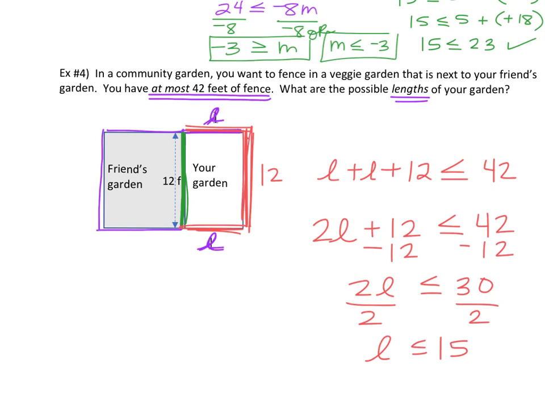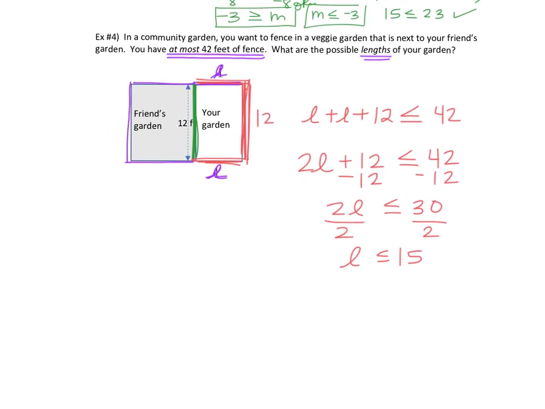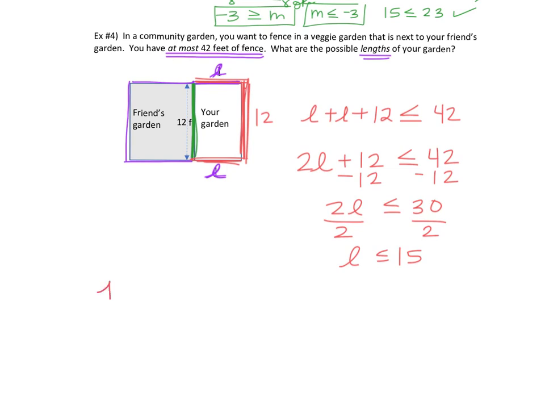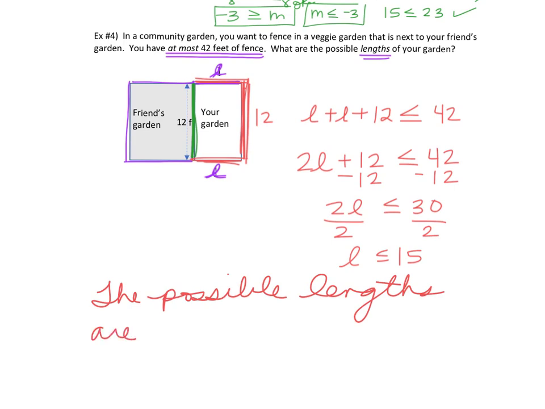Okay, now you're done, but you're not done. The question says, what are the possible lengths of your garden? 15. Okay? So if we were going to write this as a sentence, we would say the possible lengths are what? 15. Or less. 15 what? Feet. Are 15 feet, and Casey had it right, or less. Okay, so you can make a garden that's less than 15 feet in length. Why can't you make one that's more than 15 feet in length?